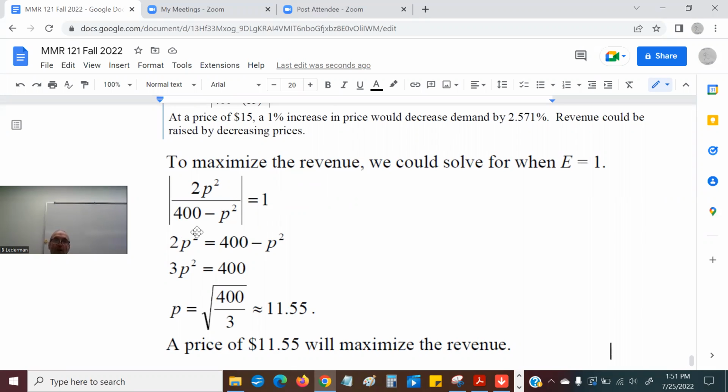So we get 2P squared is equal to 400 minus P squared, and then we bring the P squared over to the other side. 3P squared equals 400. Divide both sides by 3. P is equal to the square root of 400 thirds, which is approximately 11.55. So if you want the best revenue, you want to set the price at $11.55.